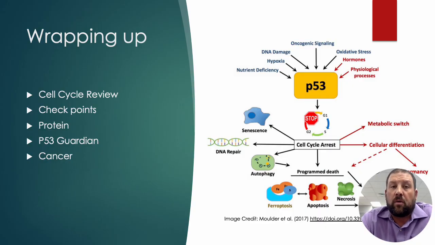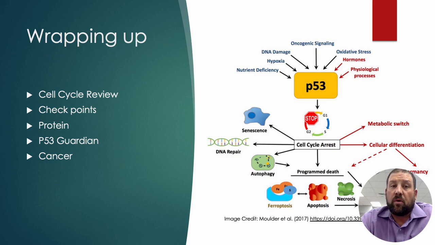Critical control points known as checkpoints are like the traffic lights. They pause the cycle if DNA is damaged, if replication is incomplete, or if chromosomes are not aligned correctly. The G1S checkpoint prevents faulty DNA from being copied. The G2 checkpoint ensures DNA is fully replicated before mitosis, and the M checkpoint checks spindle attachment during division.